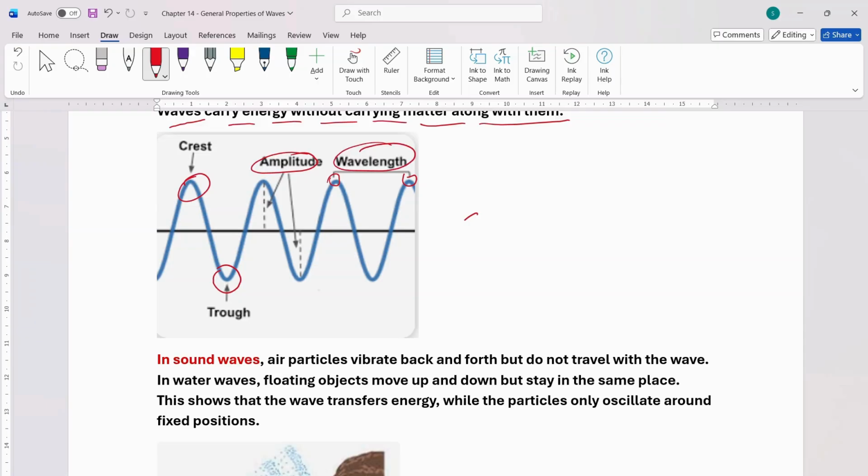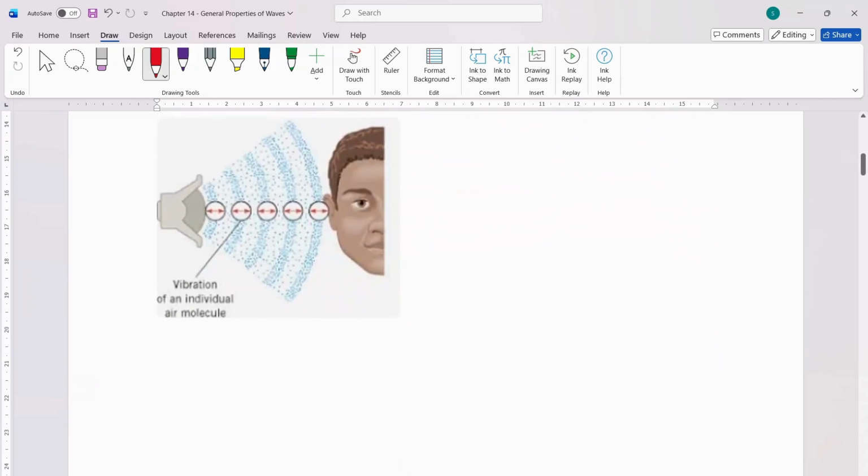In sound waves, air particles vibrate back and forth but do not travel with the wave. In water waves, floating objects move up and down but stay in the same place. This shows that the wave transfers energy while the particles only oscillate around a fixed position. This diagram shows the vibration of an individual air molecule.